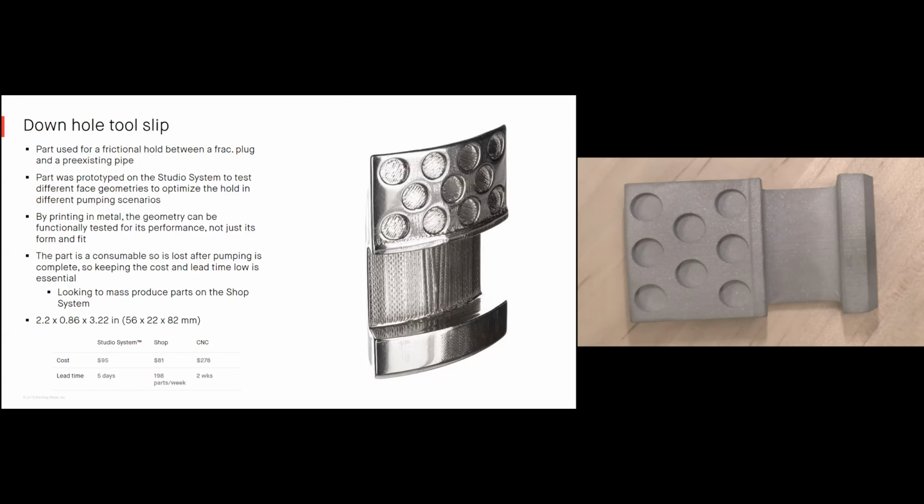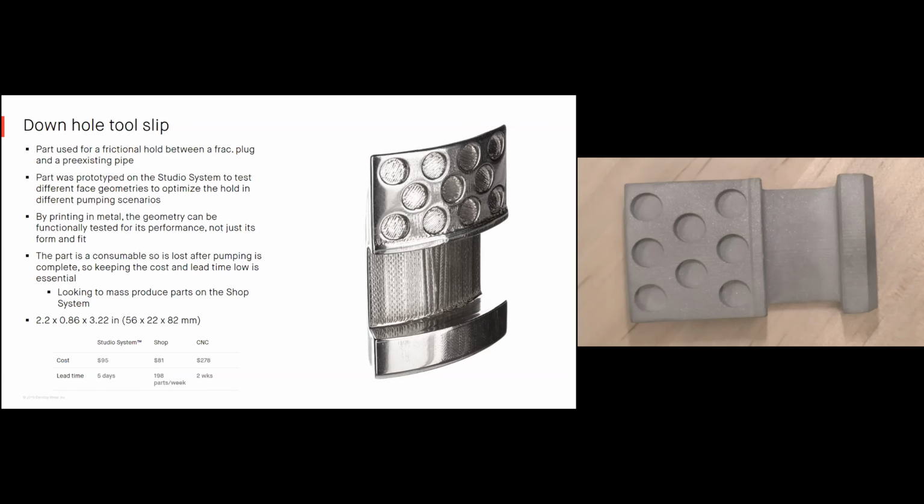It's a great example where plastic would not have sufficed. The parts needed to be under high loading, high heat, even in these corrosion environments, these very dirty working environments where they're pumping out oil. So a plastic part would not have sufficed for prototyping. They were able to use the studio system for their prototyping, functionally test these components, and then actually move to mass production on the shop system.